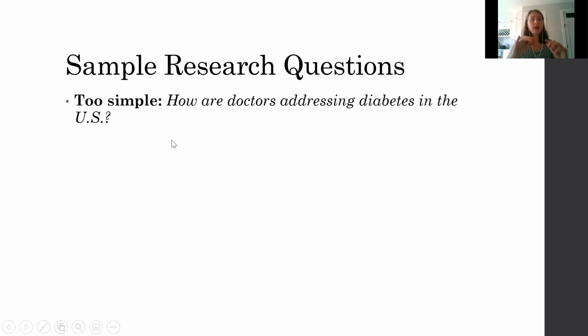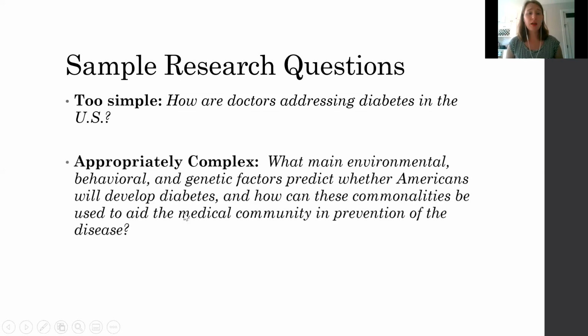Okay. Here we have a research question that's too simple. How are doctors addressing diabetes in the US? Again, diabetes is a very complicated disease. It has many different factors that come into both the diagnosis of diabetes and the treatment of diabetes. It's a really complicated animal. And so it's just very simple to say, how are they addressing diabetes? Okay. And appropriately complex. Now notice that when I say something needs to be concise, it does not mean it needs to be short.